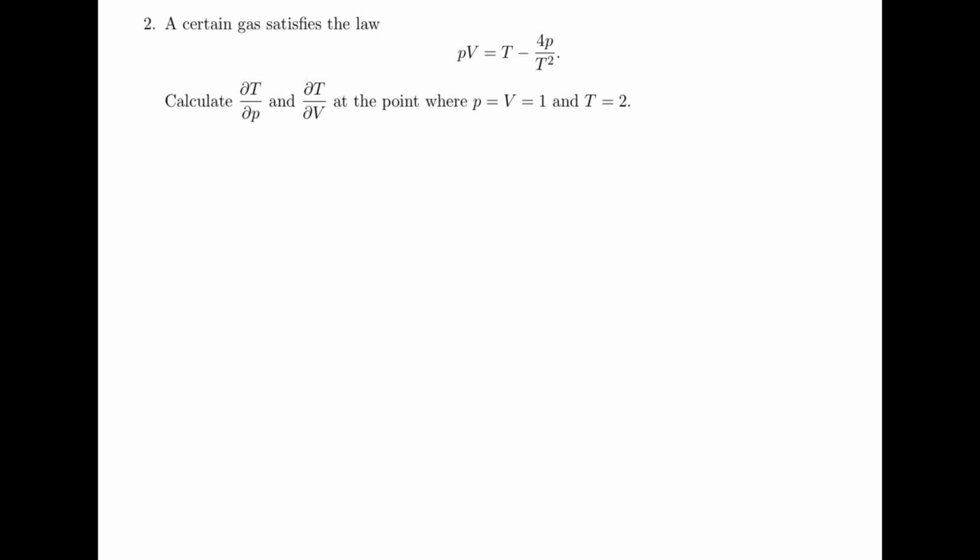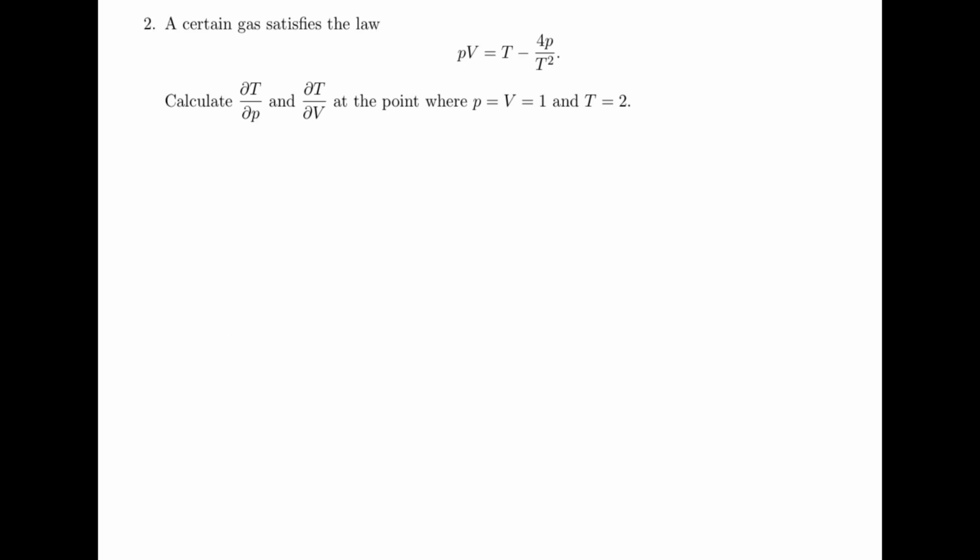Let us continue to the second exercise. So we have a certain gas which satisfies a law. Here P is the pressure, V is the volume, and T is the temperature. So there's some kind of relation between these three. And what we're interested in is how does the temperature change with respect to the pressure. So if the pressure changes, how does the temperature change? And also if the volume changes, how does the temperature change?